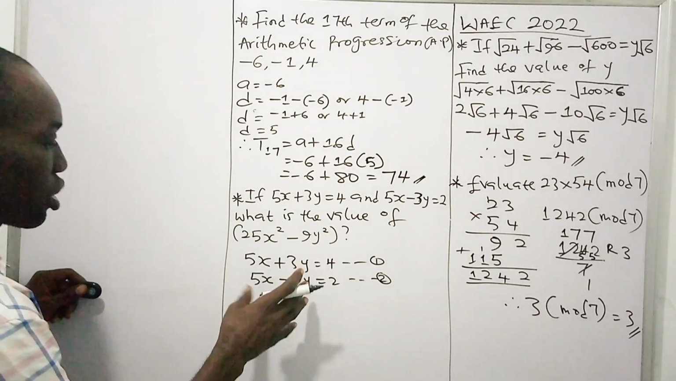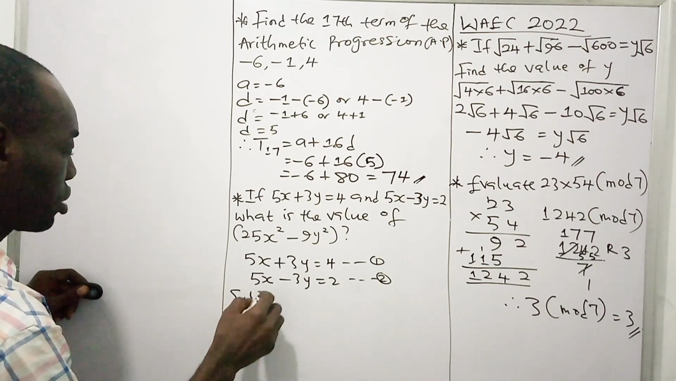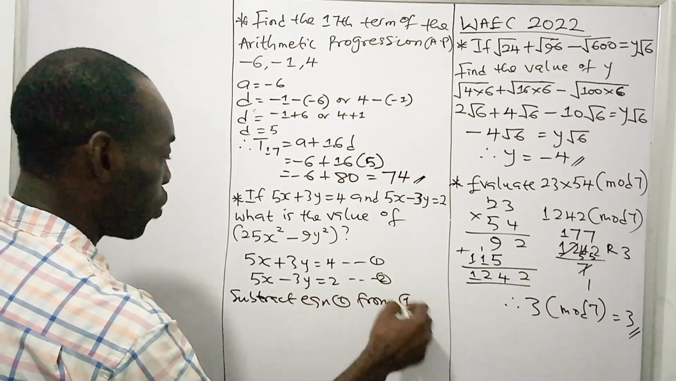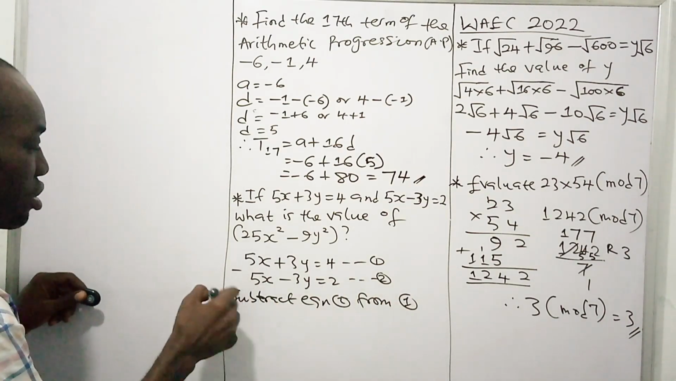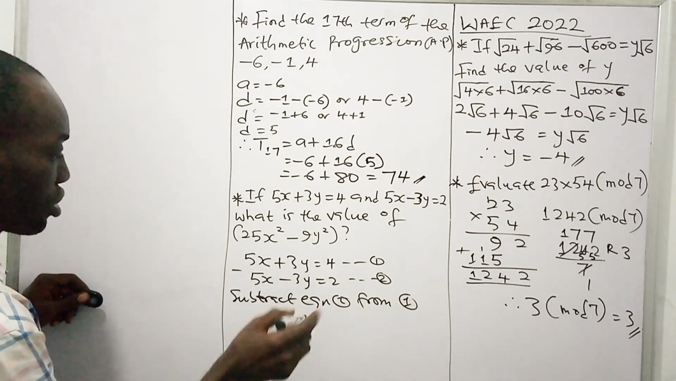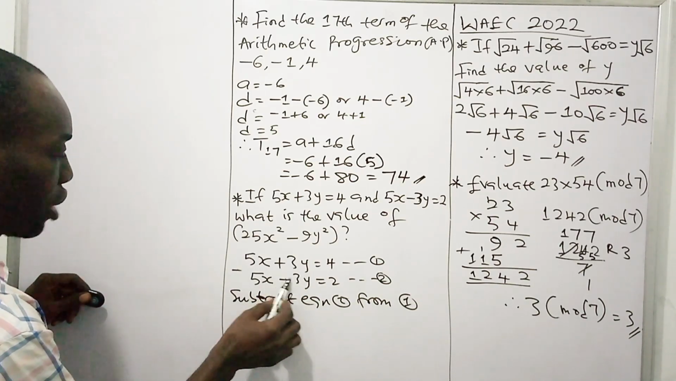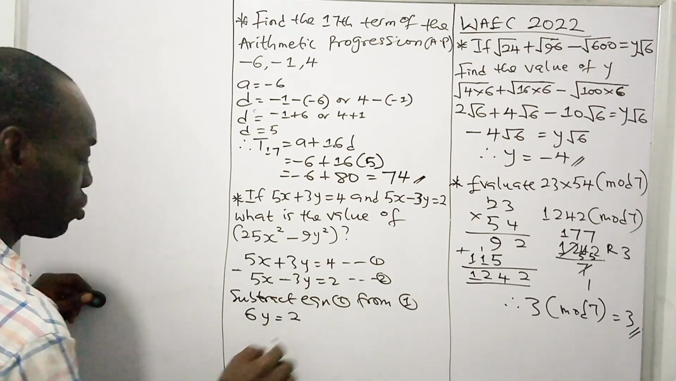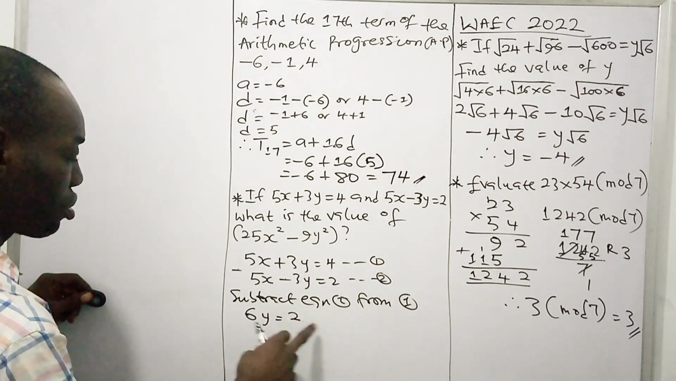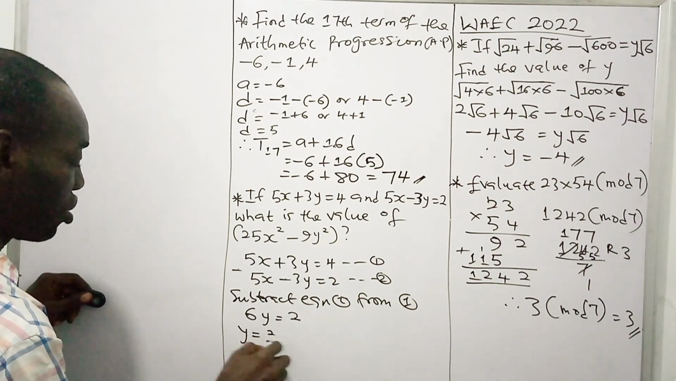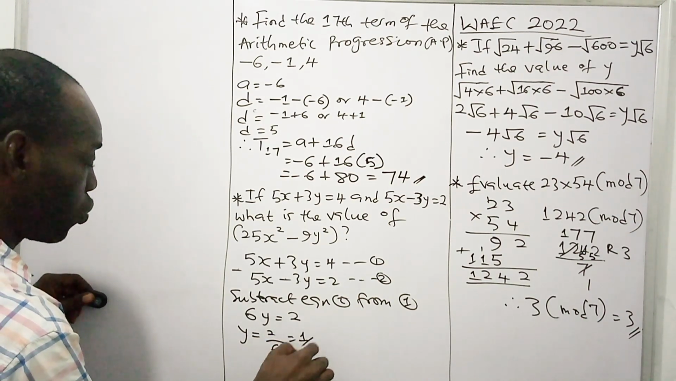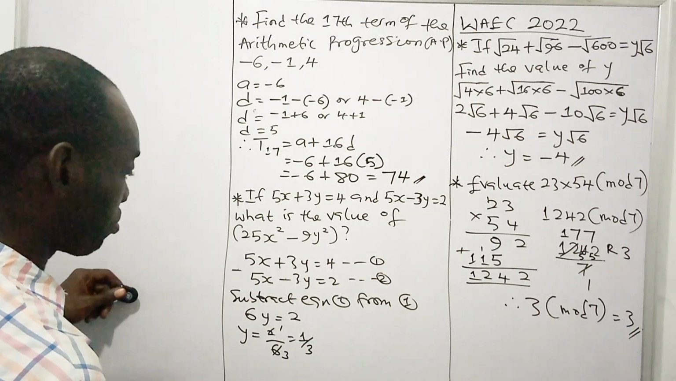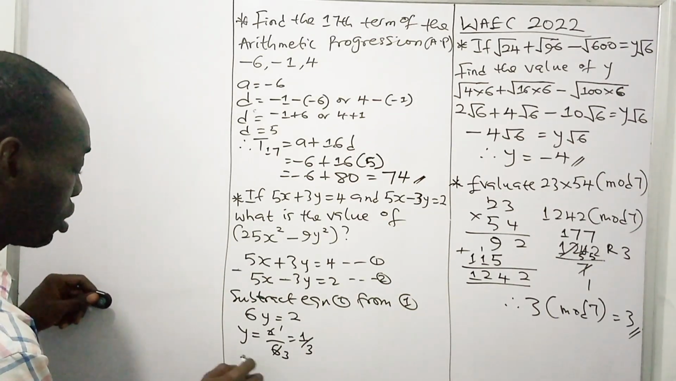Now, using elimination method here, we can say subtract equation 2 from what? From equation 1. Subtract equation 2 from 1. And if that's the case, 5x minus 5x, that will be 0. 3y minus 3y should give us positive 6y. Then 4 minus 2 should give us what? 2. Now, if we divide both sides by 6, the value of y will be equal to what? 1 over 3 when we reduce to its lowest terms.